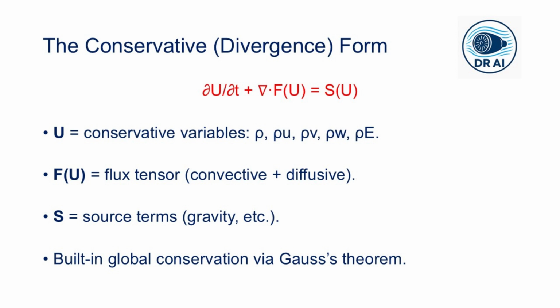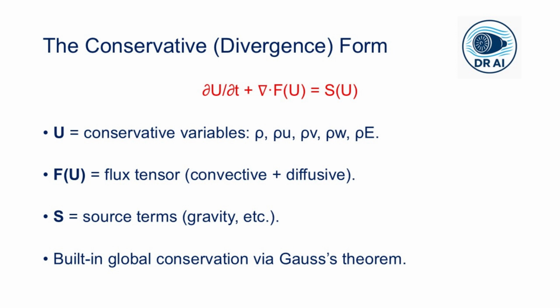Mathematically, for a generic conserved variable U, we can write this equation here. U is the vector of the conservative variables: density, momentum, and total energy. And F(U) is the flux tensor. It includes the convective flux, which is rho u times the velocity, and the diffusive flux, which is the viscous stress and the heat conduction. Whereas S is any source term like gravity.